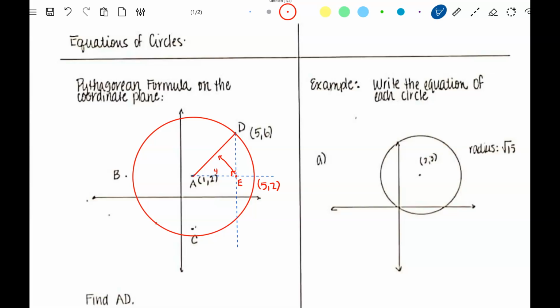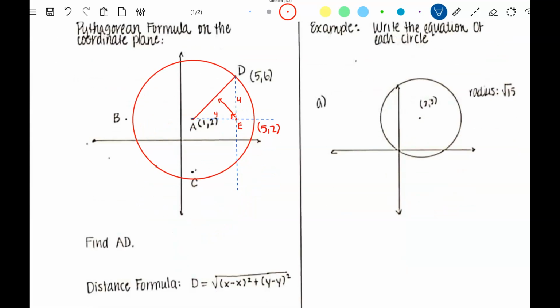This leg is 4 units long because it goes from 1 to 5. This leg is 4 units long because it goes from 2 to 6. So using the Pythagorean theorem, c squared equals a squared plus b squared. Four squared is 16, so c squared is 32. Square root it to get exactly what c is. It's 4 square root of 2. To get about what c is, it's about 5.7.